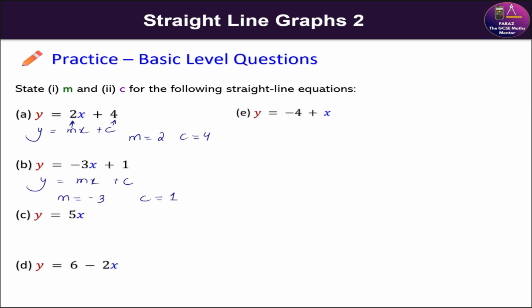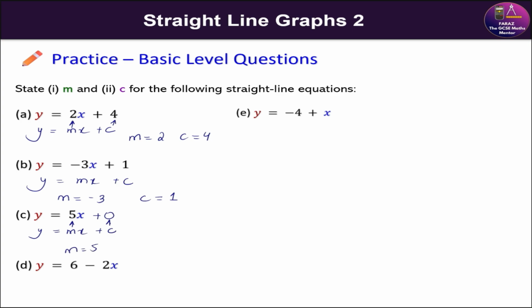Y equals 5x. Alright, let's move to part C. Y equals 5x. There's no number added at the end. But don't worry, that just means the y-intercept is 0. So you can write it as 5x plus 0, and if you compare it with the form y equals mx plus c, it means that m is 5 and c is 0.